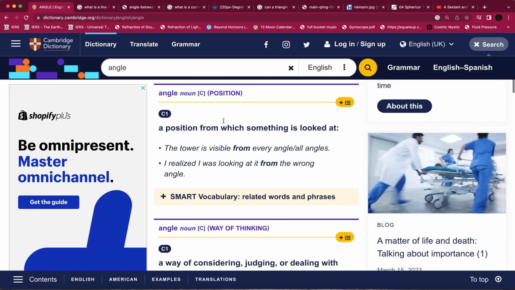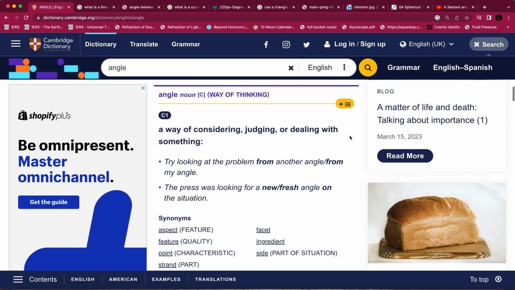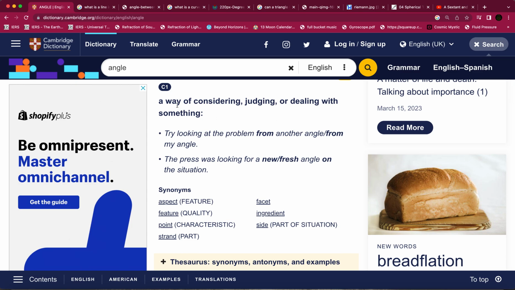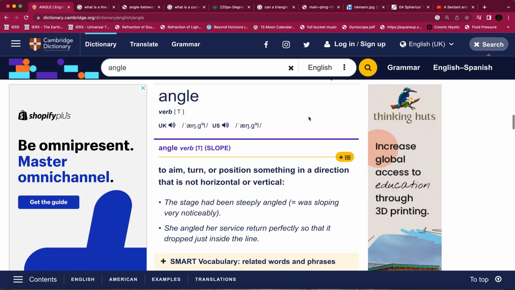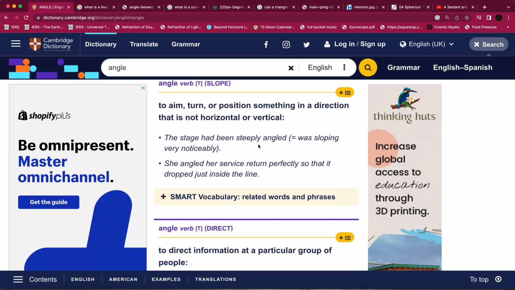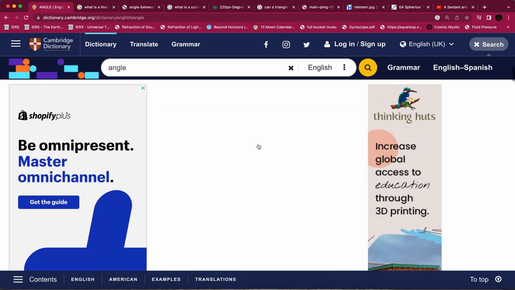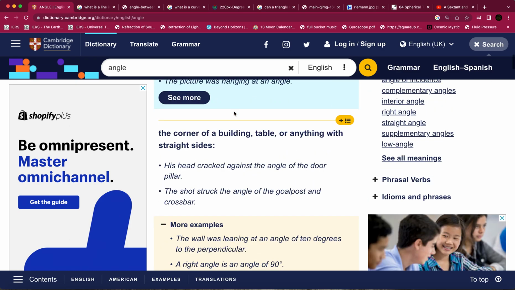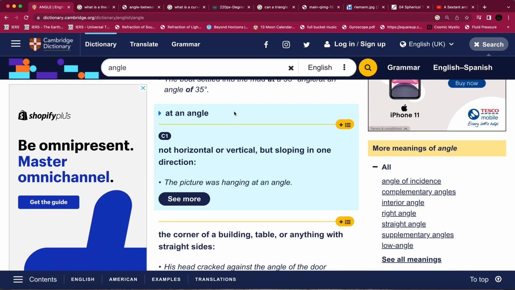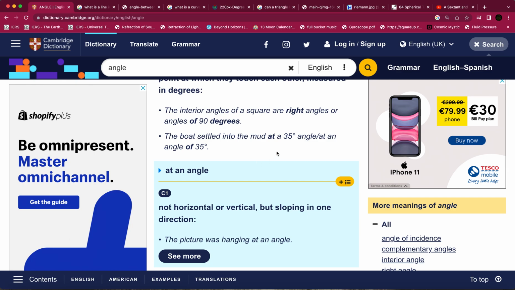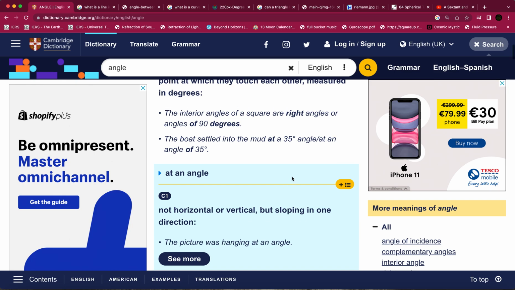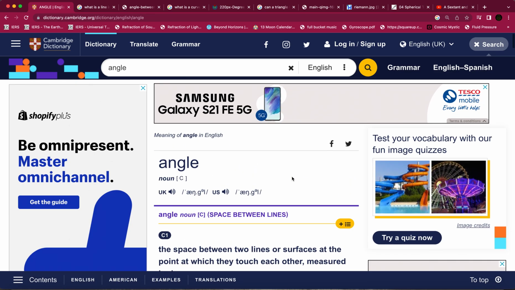A position from which something is looked at, that's more perspective. A way of considering something, and so on. But the basic of it is that you're talking about two straight lines meeting at a vertex. That's what it is. If you want to talk about an angled line, it's not horizontal or vertical, but sloping in one direction. But the point is straight lines. You must use straight lines.